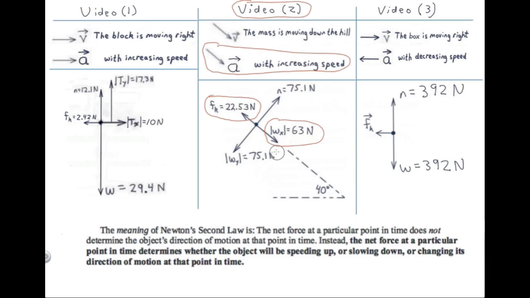In video 2, W sub x is trying to speed up the box. The kinetic friction force is trying to slow down the box. The magnitude of W sub x exceeds the magnitude of the kinetic friction force, so the box will speed up.